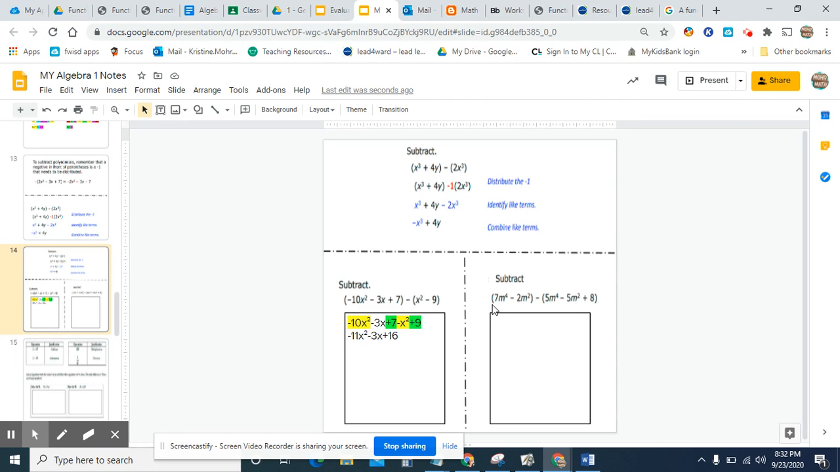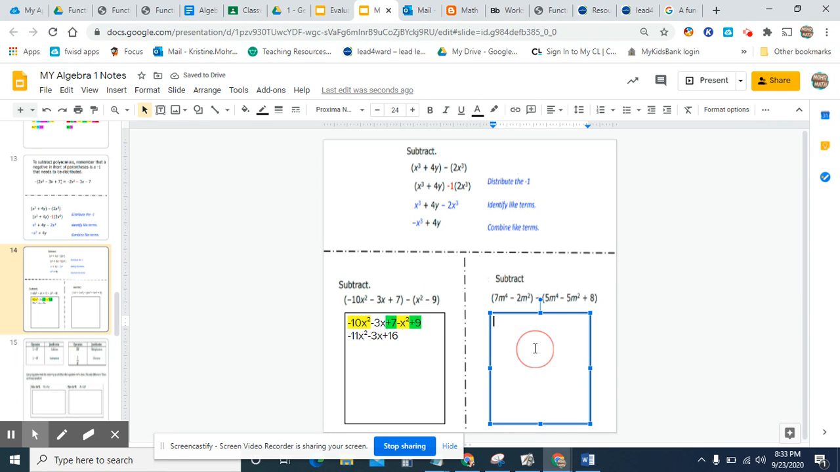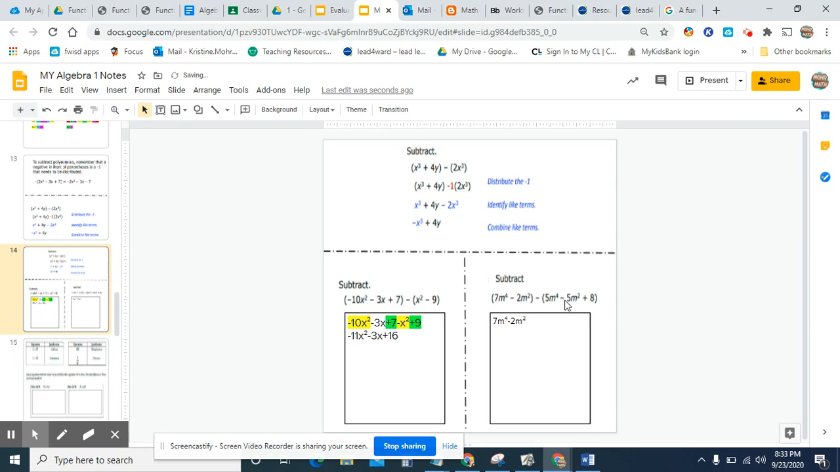And another example here, we've got 7m to the fourth power minus 2m squared, and then we're going to subtract 5m to the fourth power minus 5m squared plus 8. So again, we rewrite this and make sure we get rid of our parentheses. This first one, there's nothing to distribute, so it's going to stay 7m to the power of 4. Why is it not typing? Okay, and then minus 2m squared. And then we distribute our negative 1, or change each of the signs.